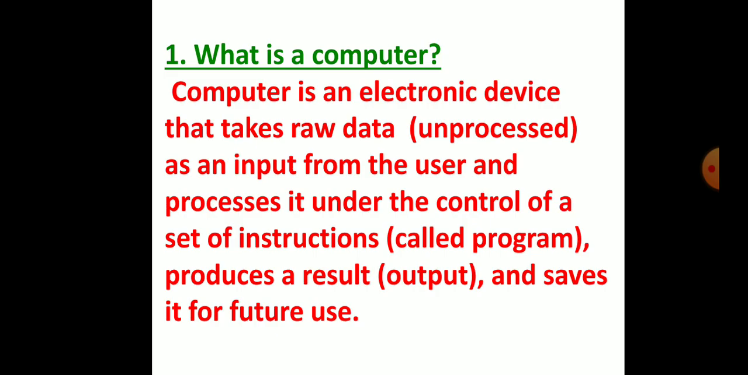Next one. Computer is an electronic device that takes raw data, that is unprocessed data, as an input from the user and process it under the control of set of instructions called program, produces a result that is output, and saves it for future use.